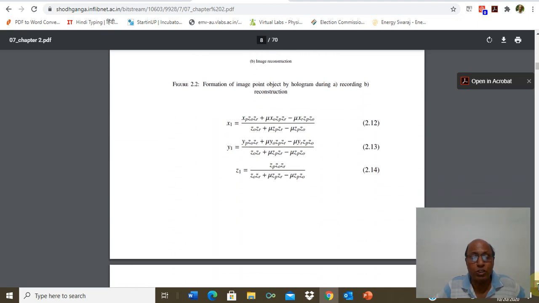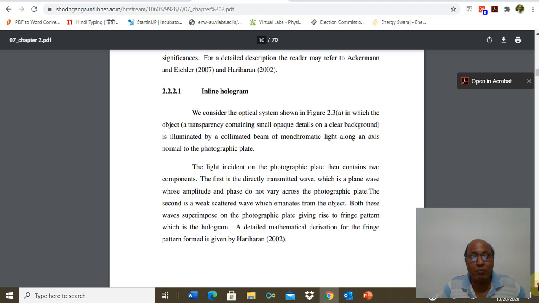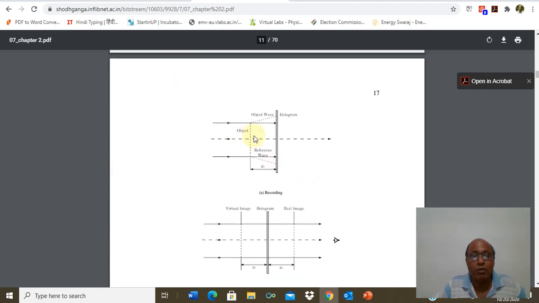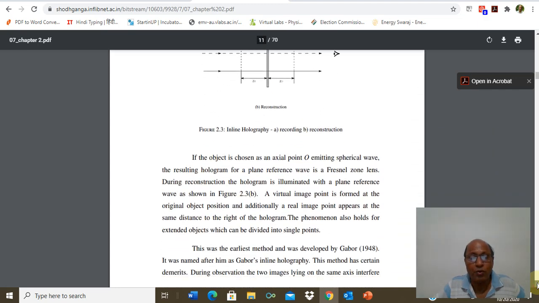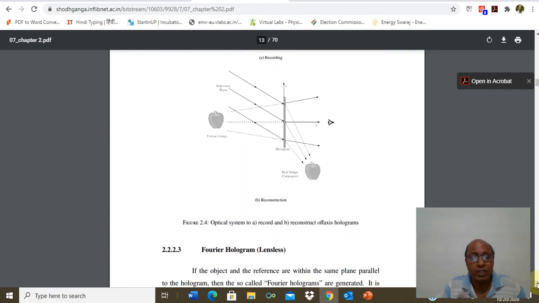I'm not going into those details. Yeah, this is the inline hologram which we have already discussed. The example is just given here. This is the object, and the scattered wave is here. Sorry, this is the transmitted wave, and this is the scattered wave, the object wave, and both interfere. As you can see, this is the reference wave, that means the transmitted wave. So this we are not going to discuss. The off-axis, offline hologram we told you earlier.